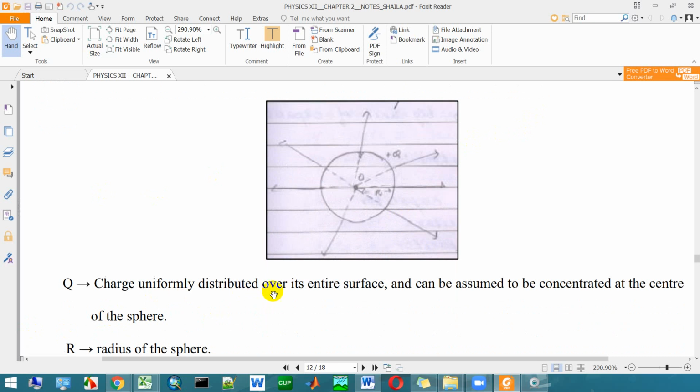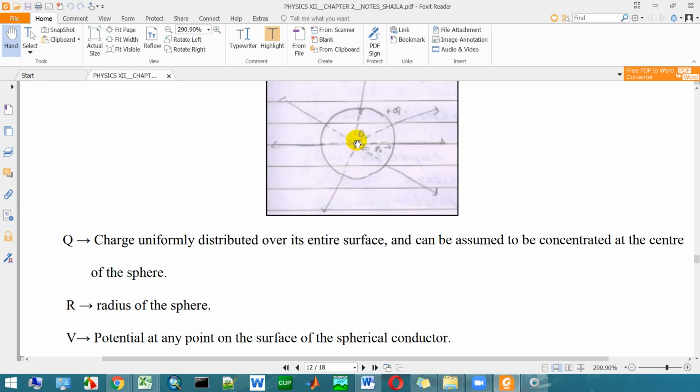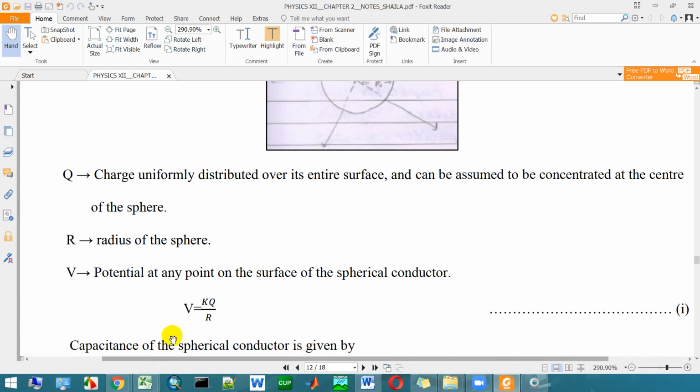Q is the charge given. It gets uniformly distributed over its entire surface, but we assume that the charges are concentrated at the center of the sphere. R is the radius of the sphere and V is the potential at any point on the surface of the conductor. As we know, the potential due to a source charge is kQ by r.